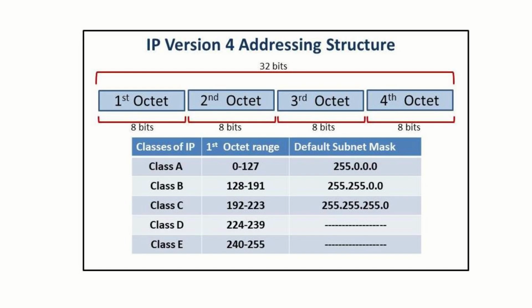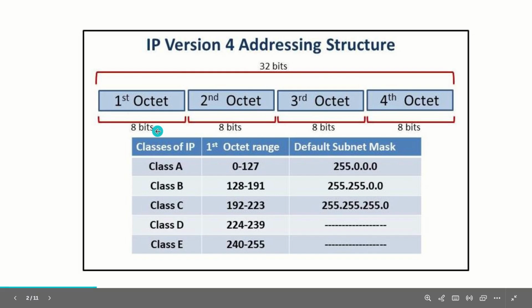Let's get started. So this is the overall structure of IPv4. We can see that we have one address which is 32 bits. The length of IPv4 is 32 bits, consisting of 4 octets. Octet means 8. Oct means 8. So we have 8 bits each. If we multiply 8 into 4, we get 32. It means we have 4 octets of 8 bits each.